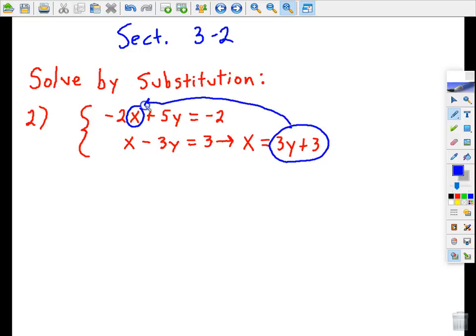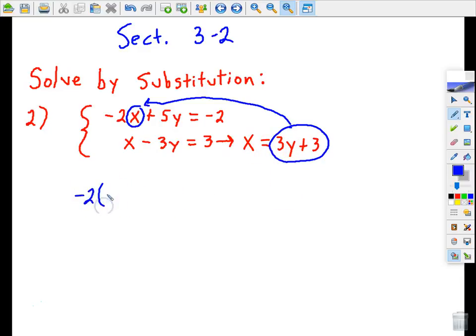Okay, I have a statement here that says x is 3y plus 3. Well, if it is, then I can replace the x in the other equation with 3y plus 3 because apparently we've discovered that they're the same. Okay, so let's do that.